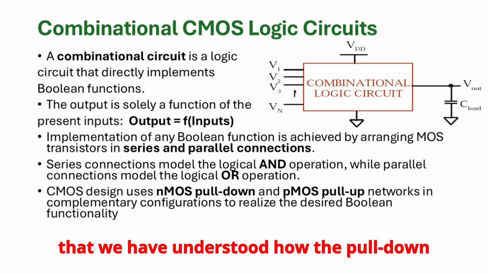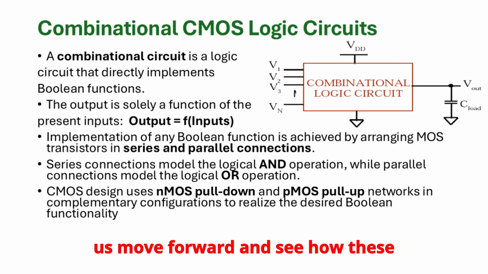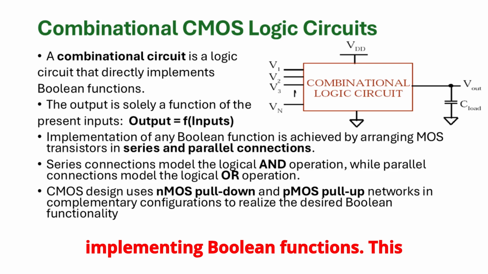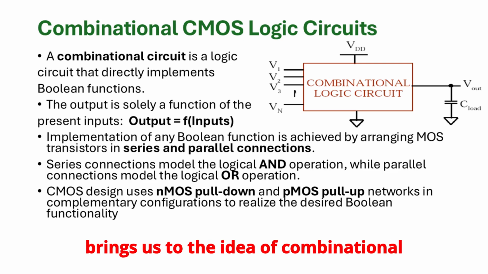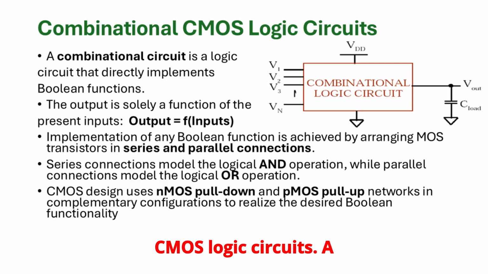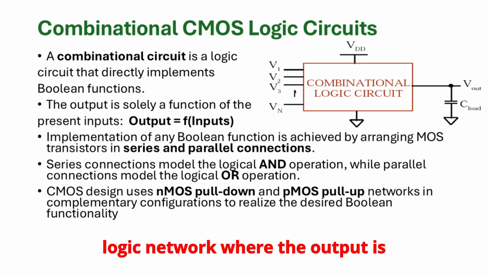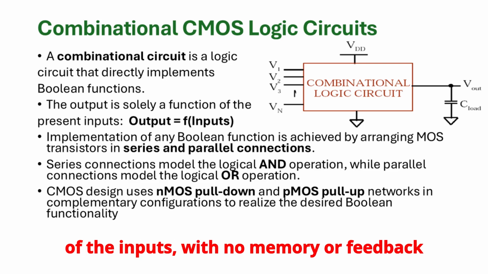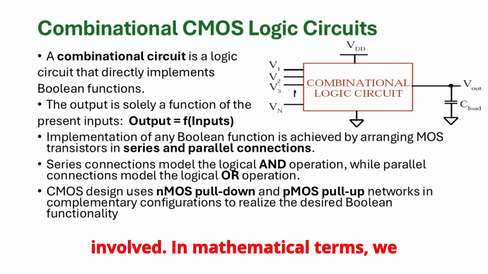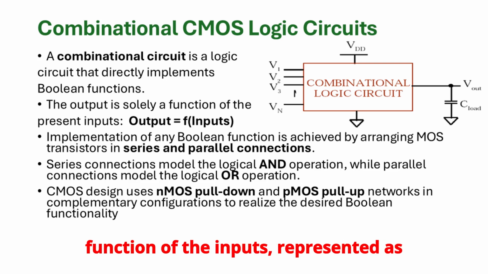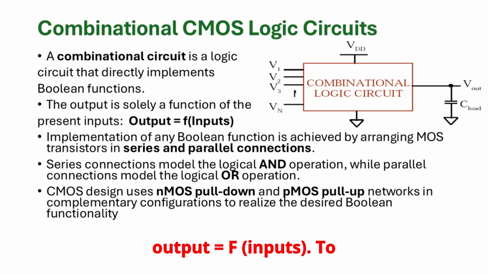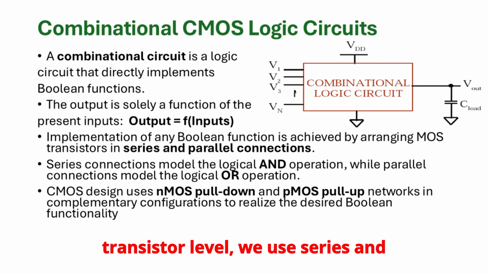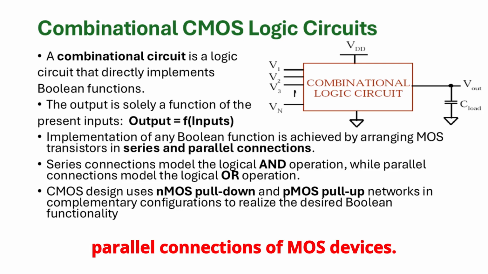Now that we have understood how the pull-down and pull-up graphs are constructed, let us move forward and see how these concepts are practically applied in implementing Boolean functions. This brings us to the idea of combinational CMOS logic circuits. A combinational circuit is essentially a logic network where the output is determined solely by the current values of the inputs, with no memory or feedback involved. In mathematical terms, we can say that the output is a direct function of the inputs, represented as output equals F(inputs).